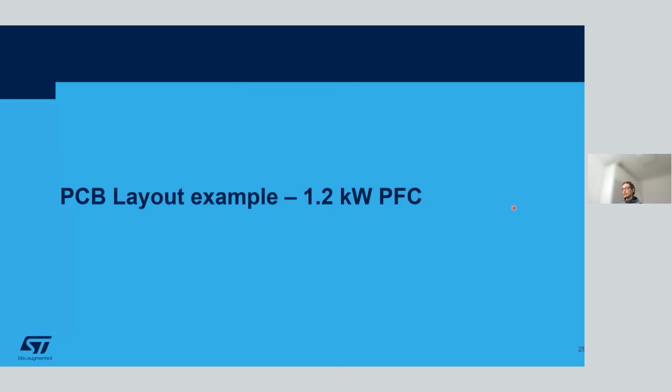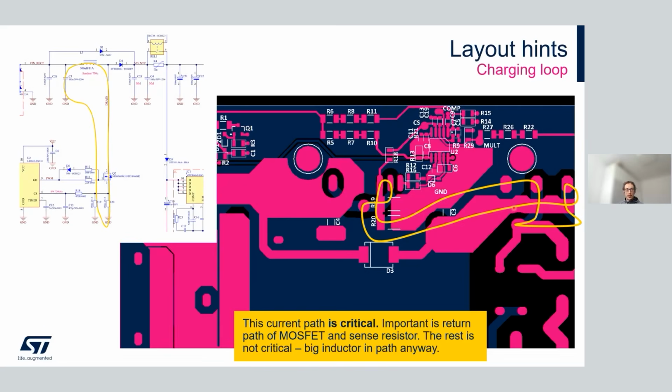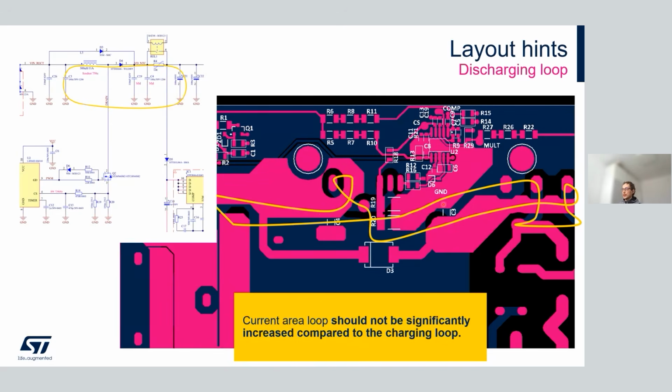Also, I would like to show some good practice on how to lay out the PFC part. This is the example of a 1.2 kilowatt PFC, and if we go through, there is a charging loop, and always try to keep it as short as possible. The same is for the discharging. Also, it's good to take care of the gate loop, as Jindrich mentioned before.